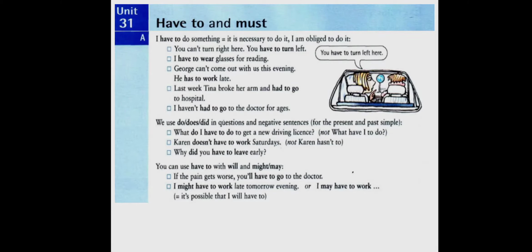Welcome to English Grammar 1, Unit 31. Have to and must. Both have to and must express necessity, obligation, and prohibition.